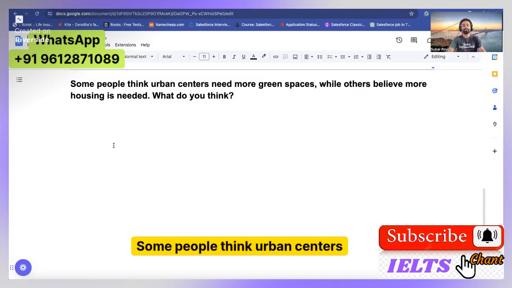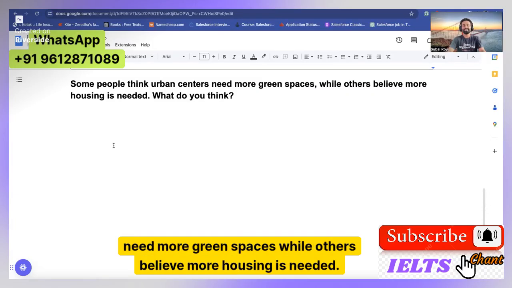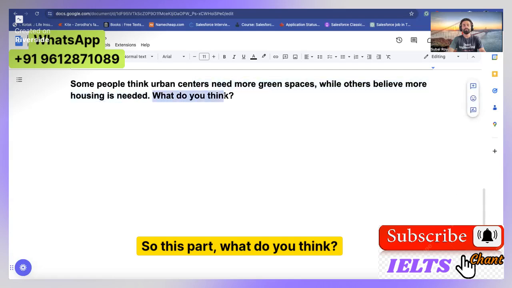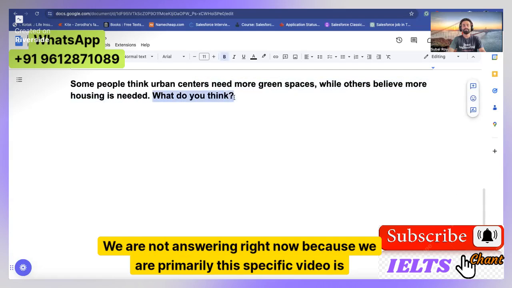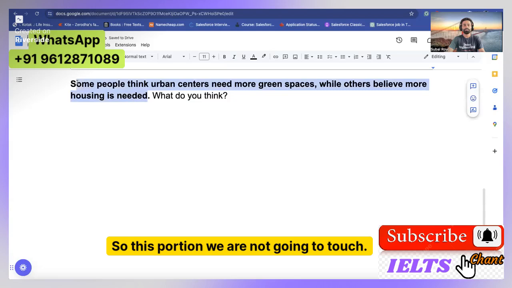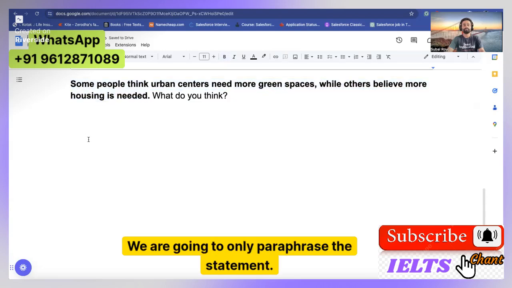Some people think urban centers need more green spaces, while others believe more housing is needed. What do you think? This part, what do you think, we are not answering right now because this specific video is focused on how to paraphrase. So this portion we are not going to touch. We are only going to paraphrase the statement.